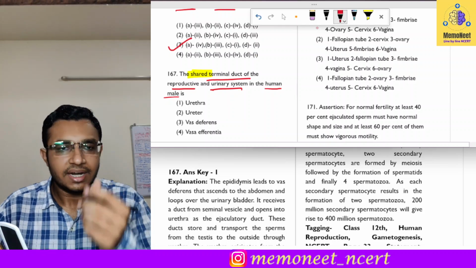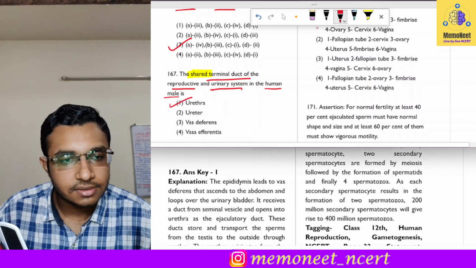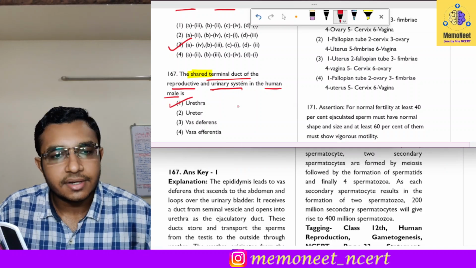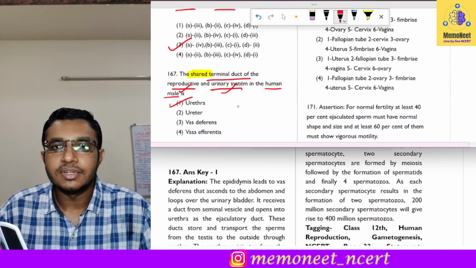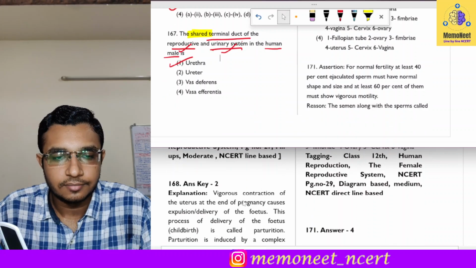Okay, so that is the terminal duct in the male reproductive system, and this is called the urethra. So that is the terminal duct which is common to both the reproductive and the urinary system. Okay, so the correct answer of this question is option 1.